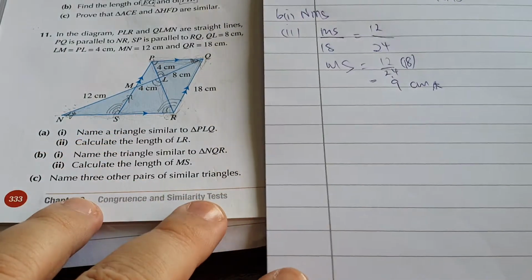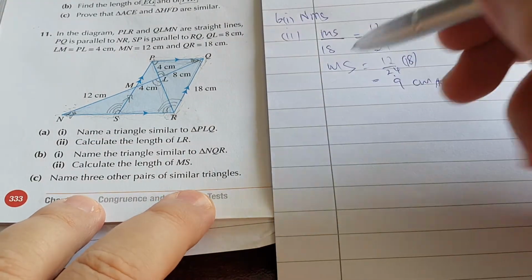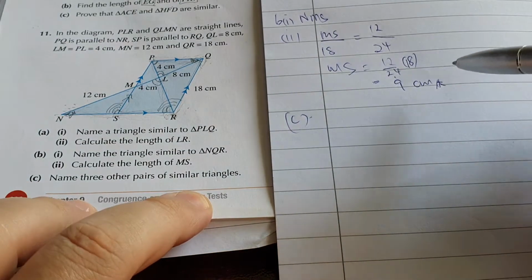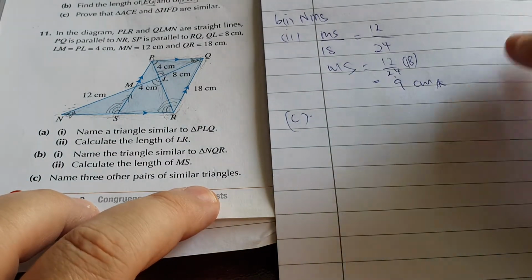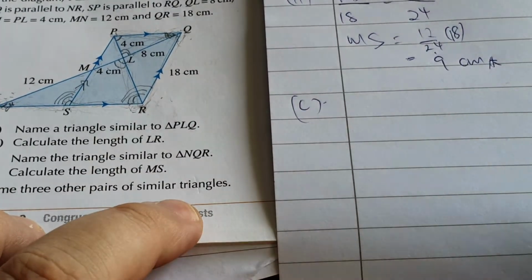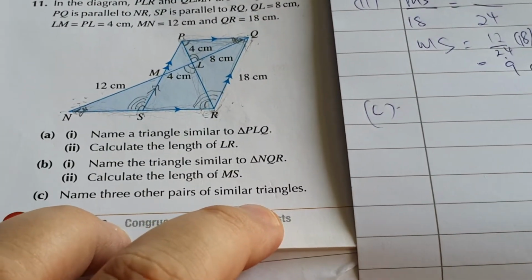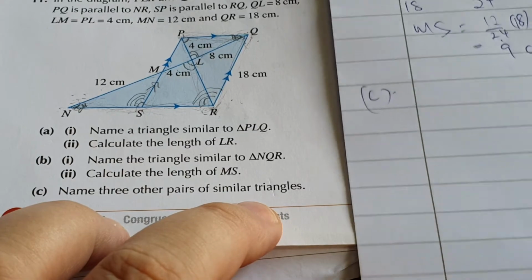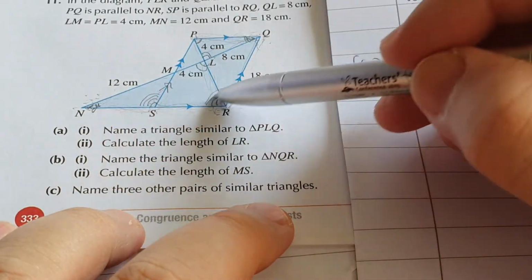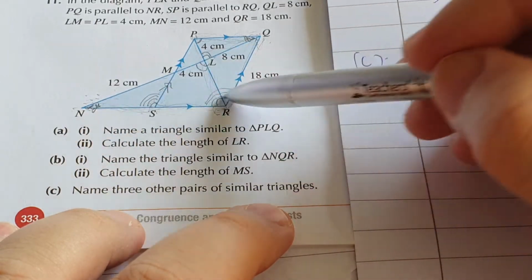Okay, now let's do the last part. Name 3 other pairs of similar triangles. Okay, so when they say name, we don't need to prove, we just need to name them. Alright, so how to name them? Let me enlarge a bit. Okay, so they say 3 other pairs, that means we cannot use this one, this one cannot already.